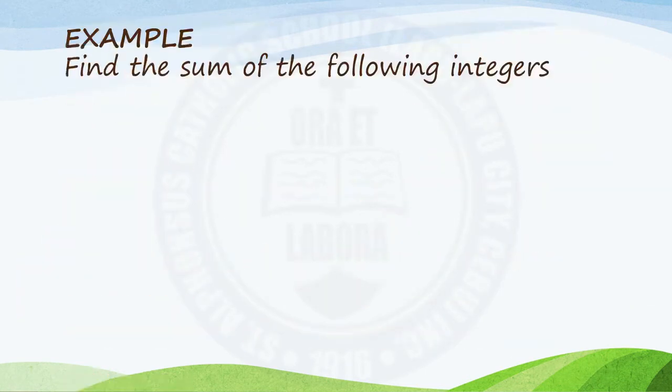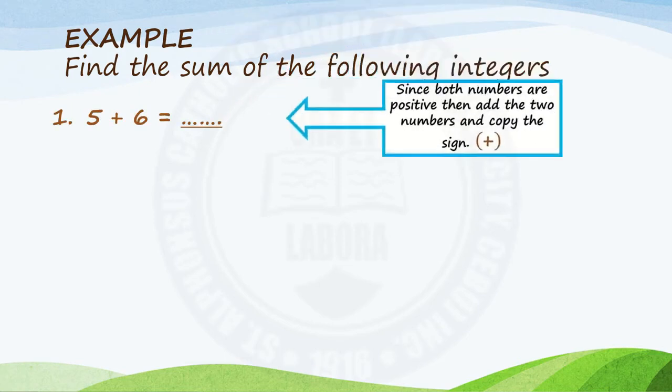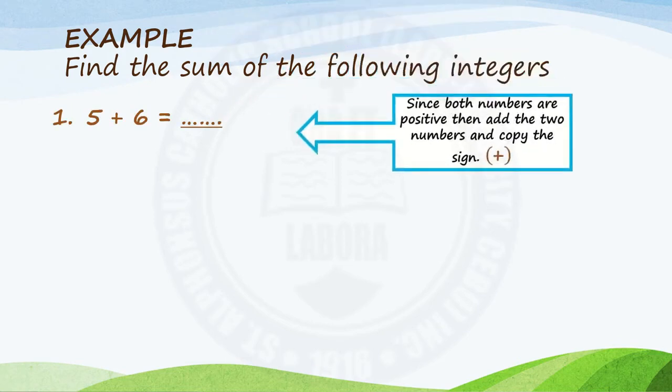Find the sum of the following integers. Number 1, 5 plus 6. Since both numbers are positive, then add the two numbers and copy the sign. 5 plus 6 is 11. They are both positive, so the sum is positive 11.